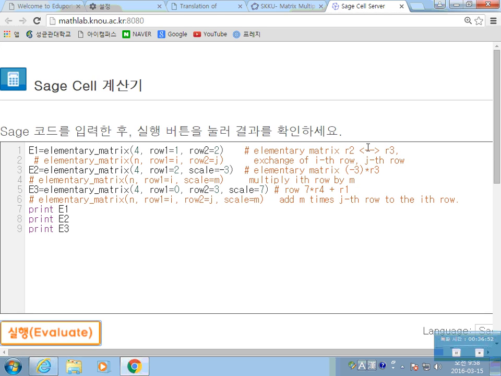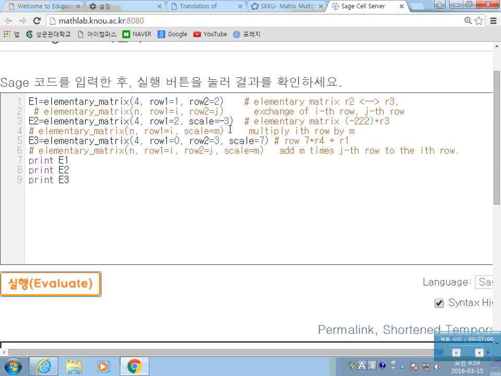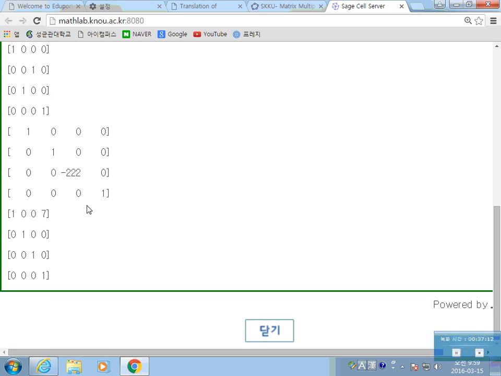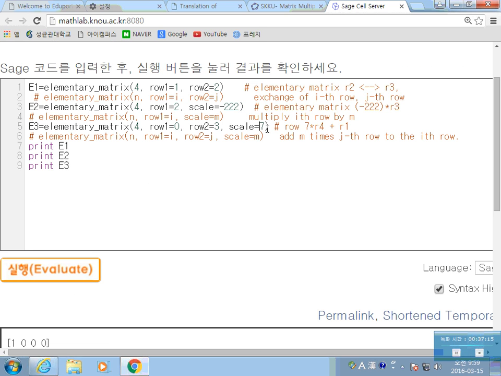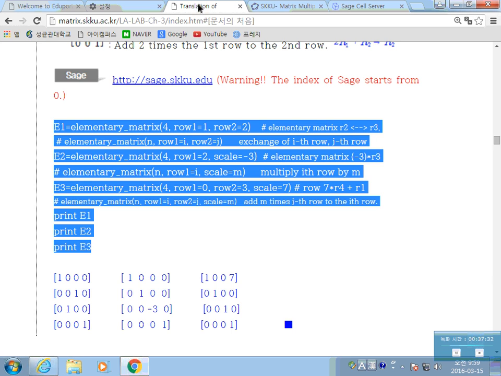You will see the elementary matrices. If you multiply like this, then you will see. Scale -3 on row 2, then you have this. Multiply by scalar 7 like this, then you will have this. This is multiplying 7 on the fourth row and adding it to the first row. This is what we did.